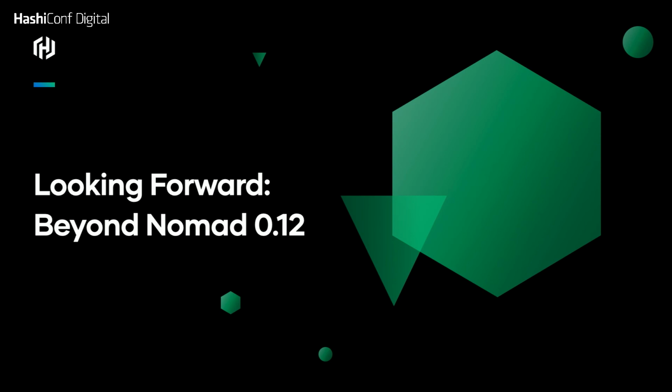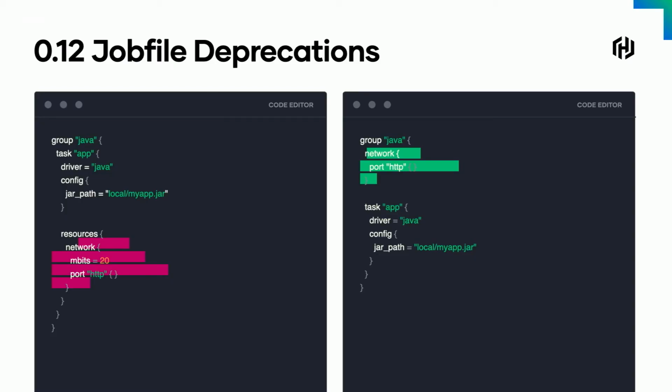All right, so let's look a little bit beyond 0.12 and what you can expect us to be working on over the coming year or whatnot. The first thing I want to get out of the way is some deprecations we're making in the job file. Before 0.10, the only way you could reserve ports and define network configuration was on a per task basis. And now that we have group-based network namespaces and we can allocate ports at a group level, we want that to be the way that users define things from now on.